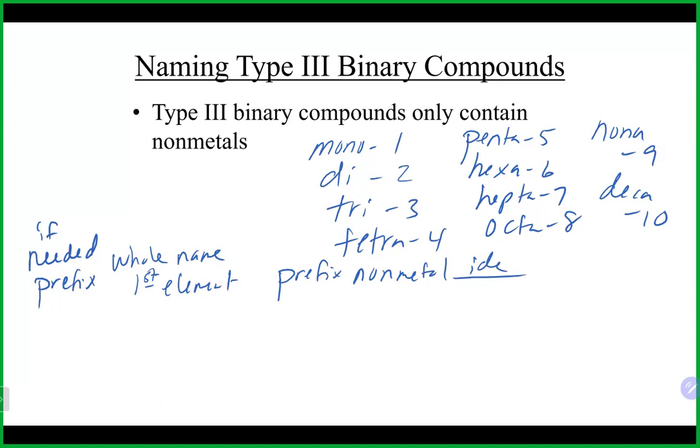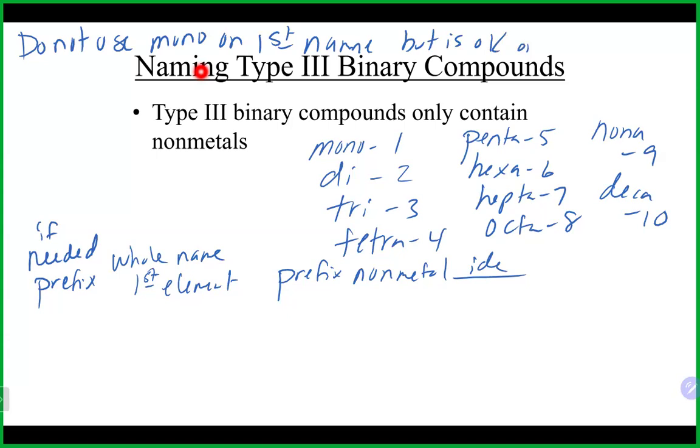Now, there are a couple things that happen when we're dealing with prefixes. One of the main rules is we actually do not use mono on the first name, but it is okay on the second. So no mono on the first name, but you could use it on the second name.